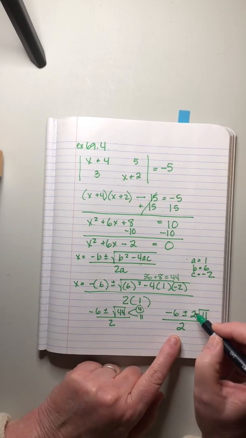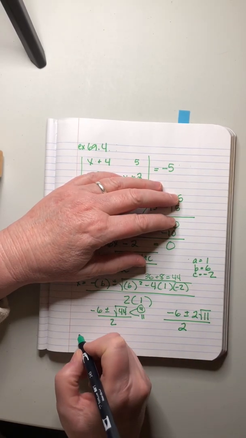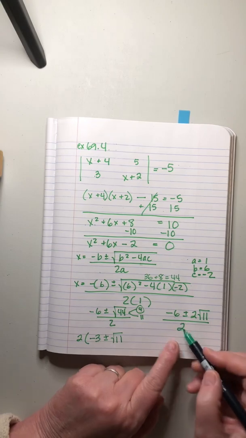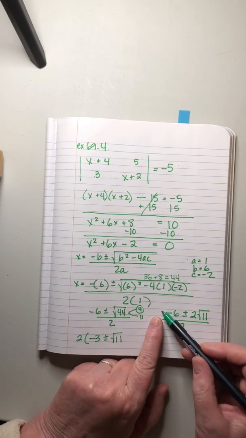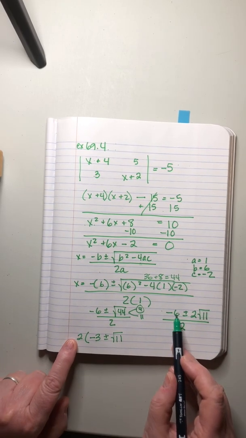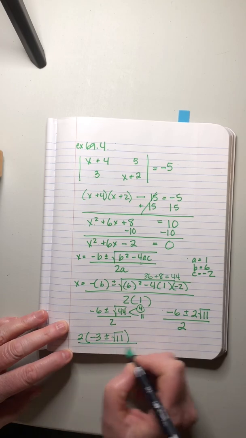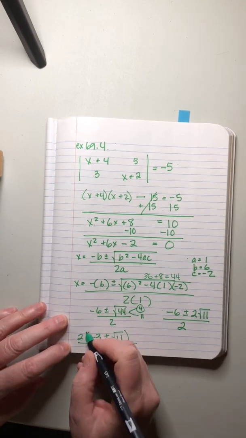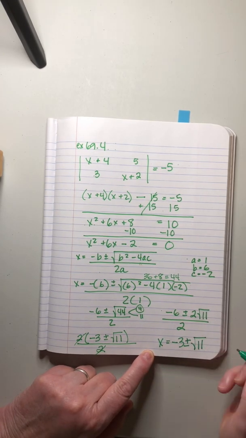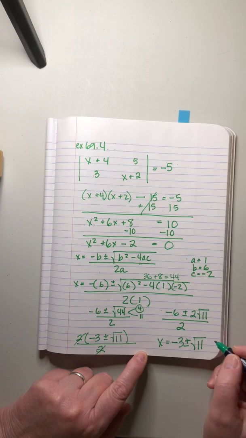So effectively what I'm going to do is factor out a 2. So it'll be 2 times quantity minus 3 plus or minus square root of 11. See, I don't want to cancel yet because I have to factor first. So I'm pulling a 2 out on the top, and then I'll be able to cancel to the bottom. So minus 6, I divided it by 2, I get minus 3. This, I take the 2, I leave the square root of 11, and now it's over 2. So now my final answer: x equals minus 3 plus or minus square root of 11, and that is our final answer.